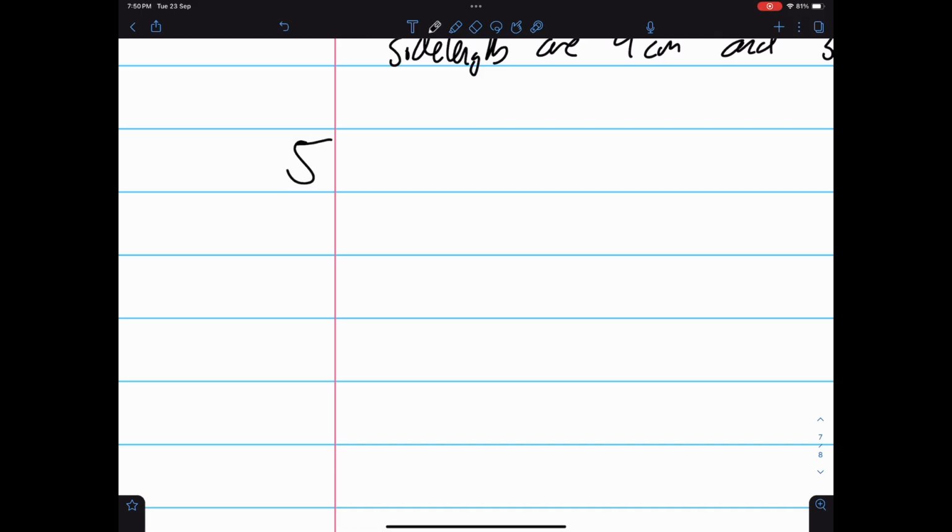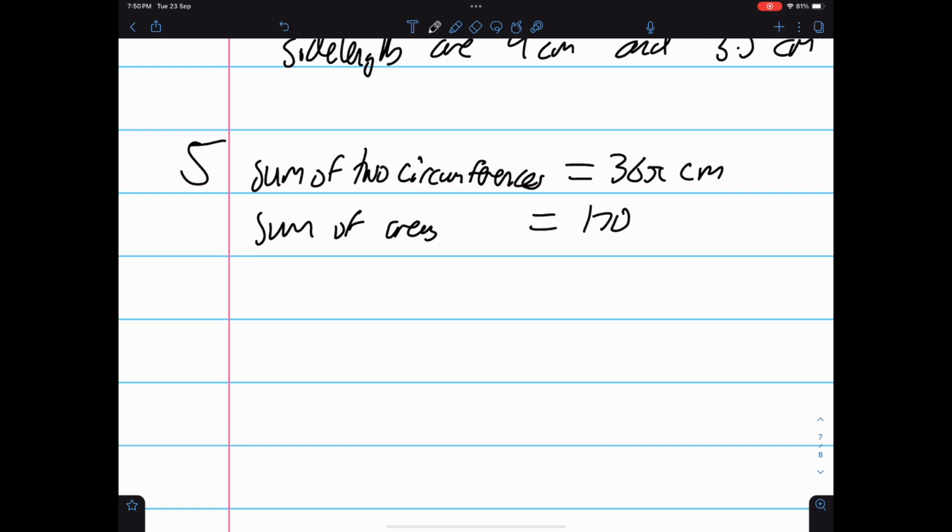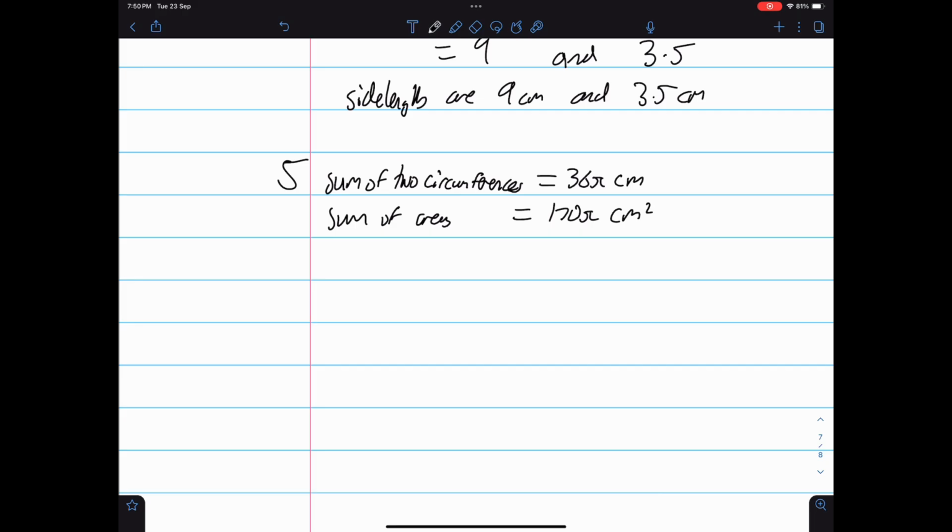And we'll keep going. 5. Okay. Sum of circumferences of two circles is 36 pi centimeters. Sum of areas is 170 pi centimeters squared.